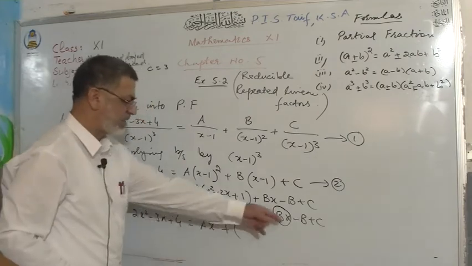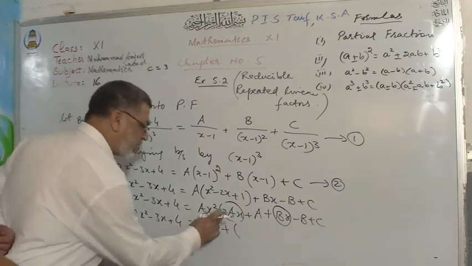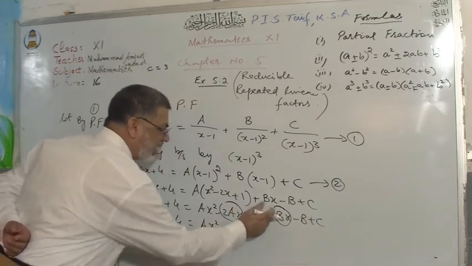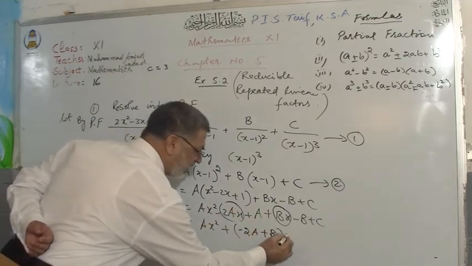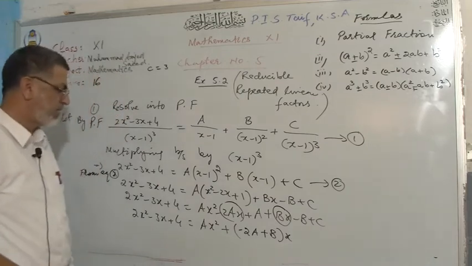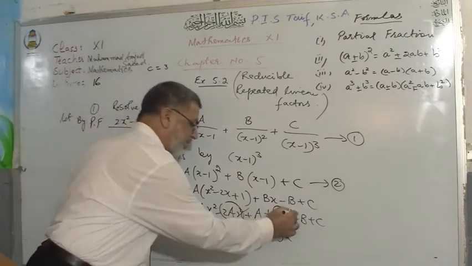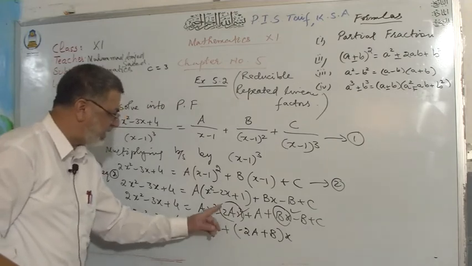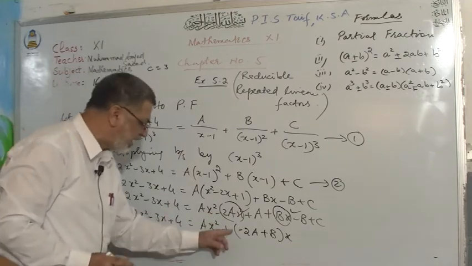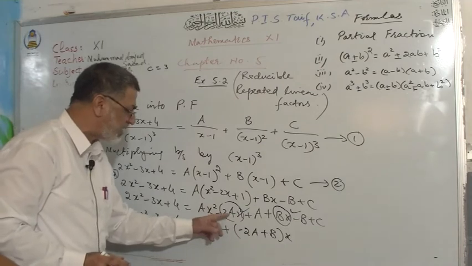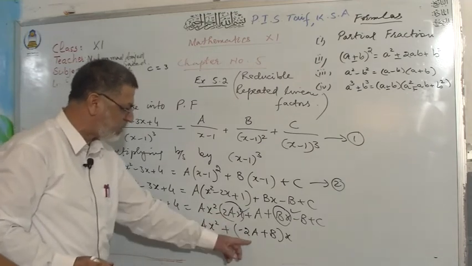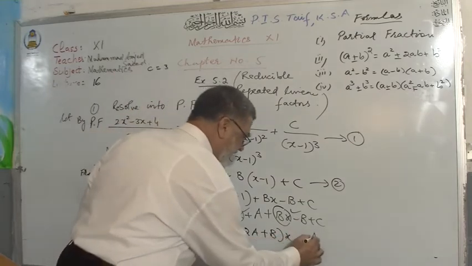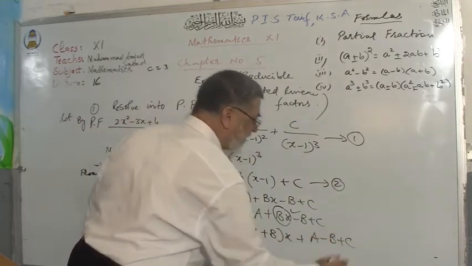So you can write down minus 2a from here and b from the second one and take x common. I have taken x common from here, plus sign, and if there is a negative sign, write down the bracket and write down the negative sign inside the bracket. That is minus 2a plus b into x, and then constants plus a minus b plus c.